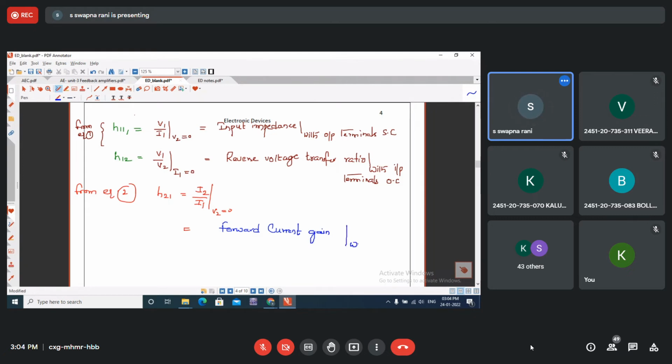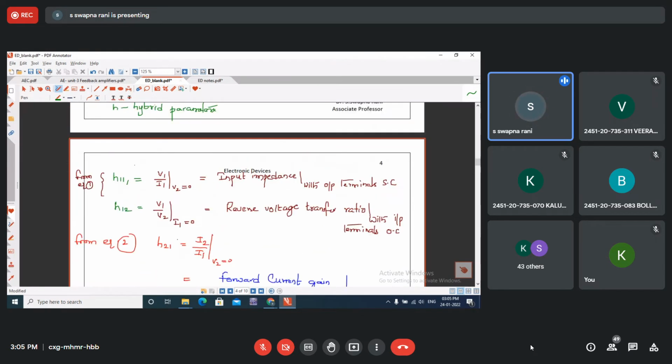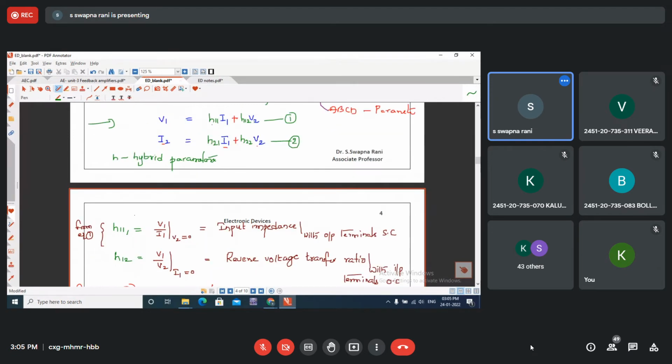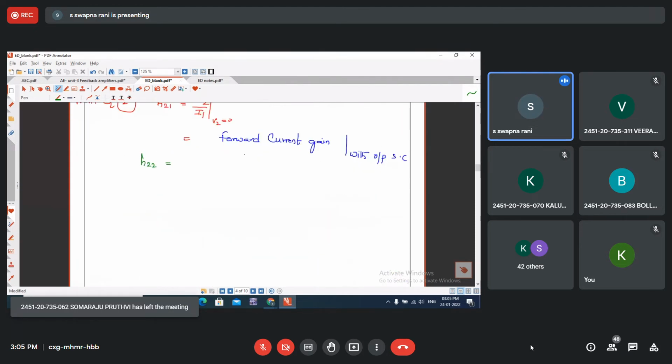Current gain with output terminals short circuited. So the last parameter is H22. What is H22? It is the ratio of I2 by V2.